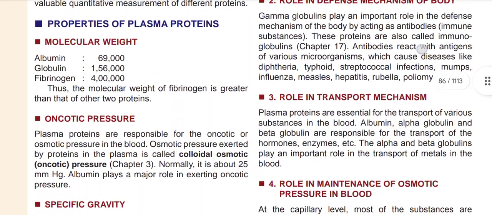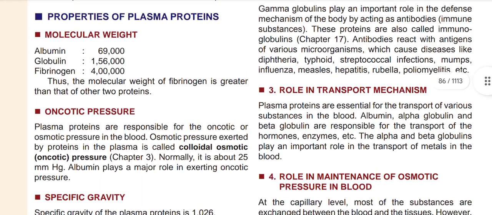Now we will discuss properties of plasma protein. The molecular weight of albumin is 69,000, globulin is 1,56,000, and fibrinogen is 4 lakh. Thus, the molecular weight of fibrinogen is greater than that of the other two proteins.